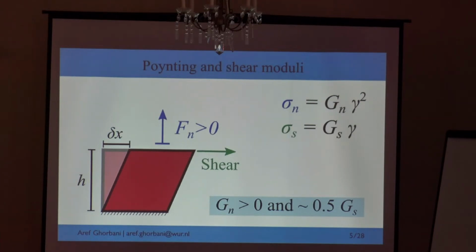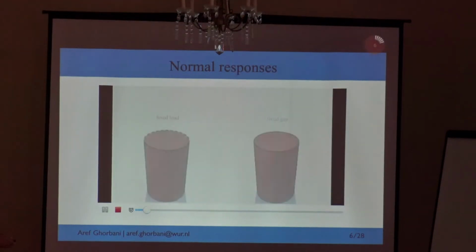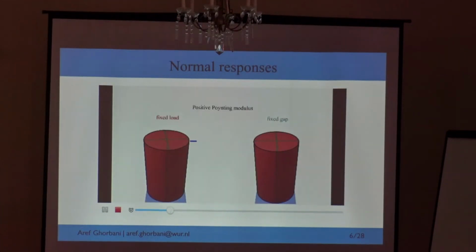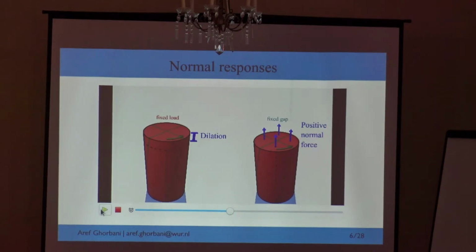Comparing these two, for a material like rubber, the Poynting modulus is conventionally positive, and also it's almost half of the shear modulus, but not always. There are some, for example, biopolymer networks that show negative Poynting modulus. So it means that when you shear them, they want to contract. It's a bit weird, but they know why now. Anyhow, that actually triggered us to ask the question whether we can program the Poynting response.